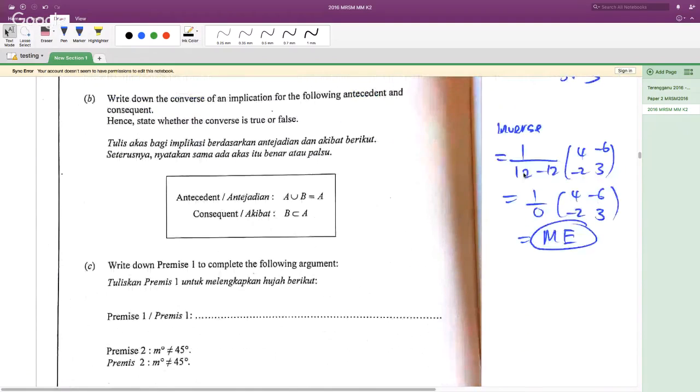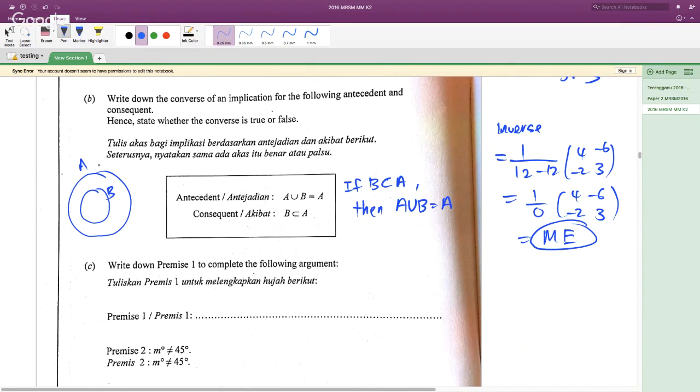Write out the converse of an implication for the following antecedents and consequences, and state whether it is true or not. To do the converse, I say: if B is a subset of A, then A union B is A. B is a subset of A means that B is inside A, so A union B equals A. So the whole thing equals A. Therefore, this is true.